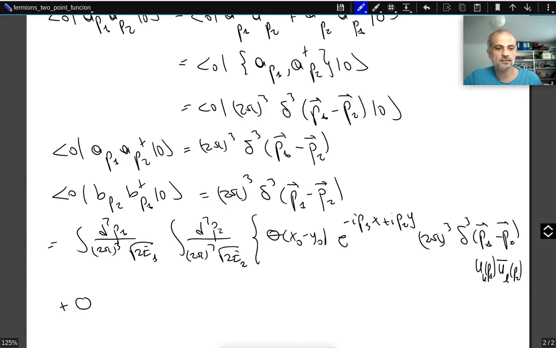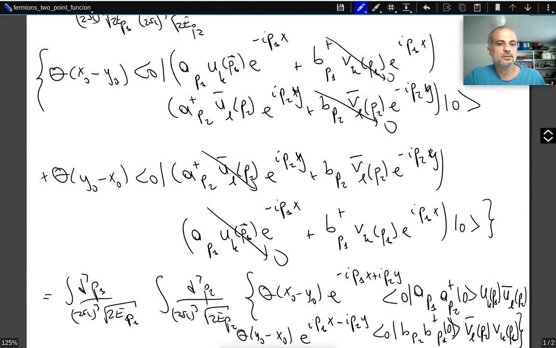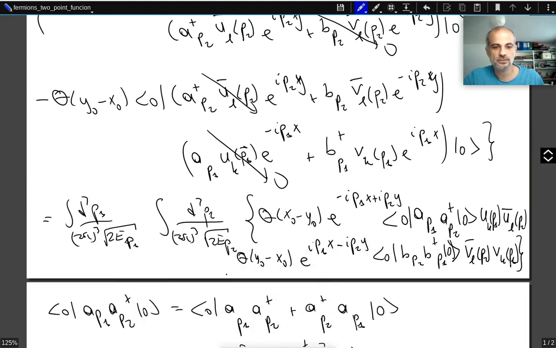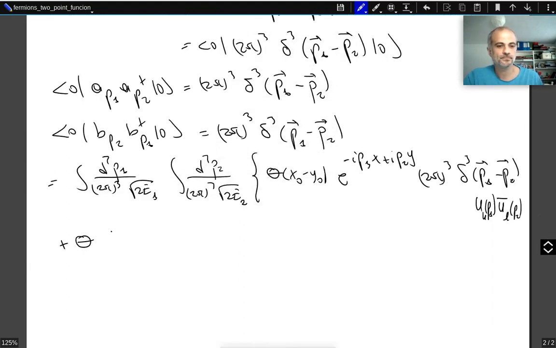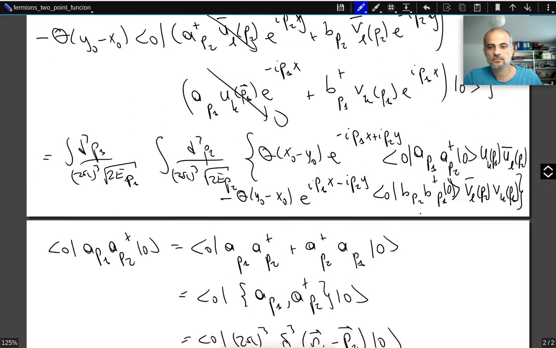And then I have the other case. Let me also make one correction here. You see that in the time ordering there is a minus sign when the fields are exchanged. So this is actually a minus sign: θ(y0 − x0) e^{ip1·x − ip2·y}, (2π)³ δ³(p1 − p2) of this one.